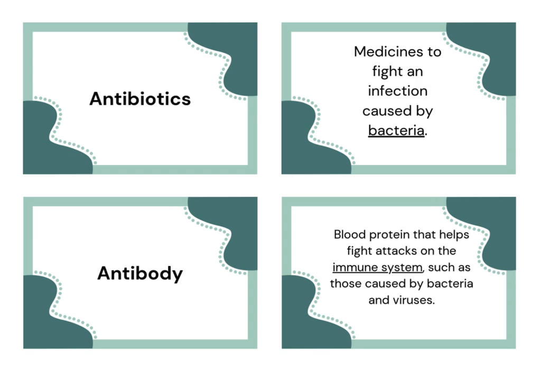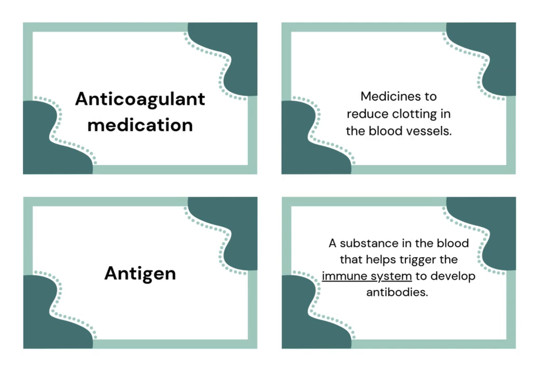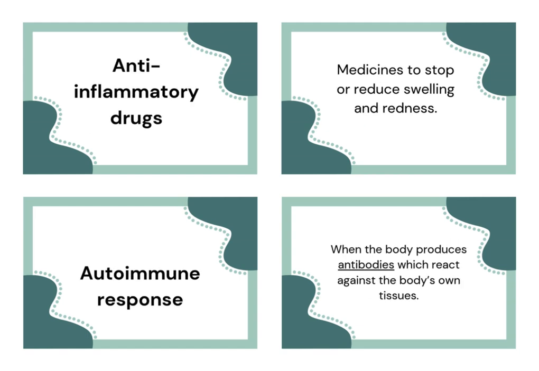Antibiotics: medicines to fight an infection caused by bacteria. Antibody: blood protein that helps fight attacks on the immune system, such as those caused by bacteria and viruses. Anticoagulant medication: medicines to reduce clotting in the blood vessels. Antigen: a substance in the blood that helps trigger the immune system to develop antibodies. Anti-inflammatory drugs: medicines to stop or reduce swelling and redness. Autoimmune response: when the body produces antibodies which react against the body's own tissues.